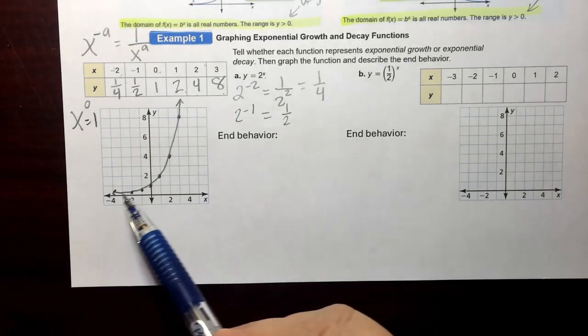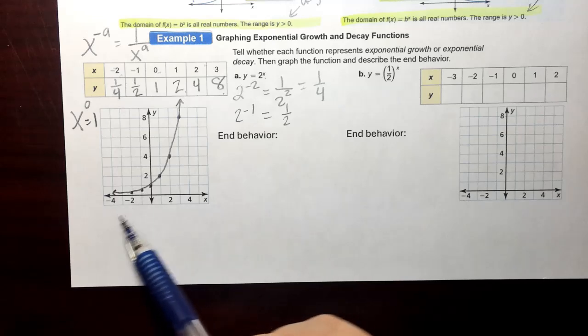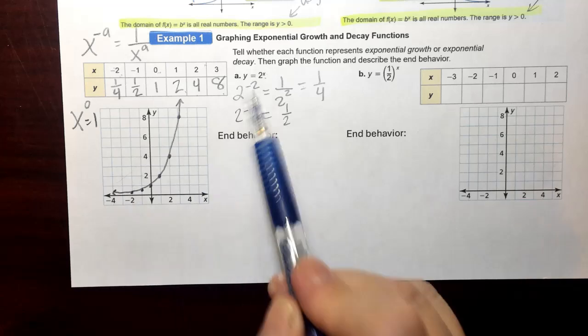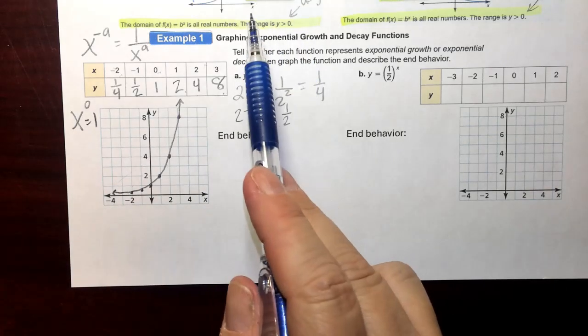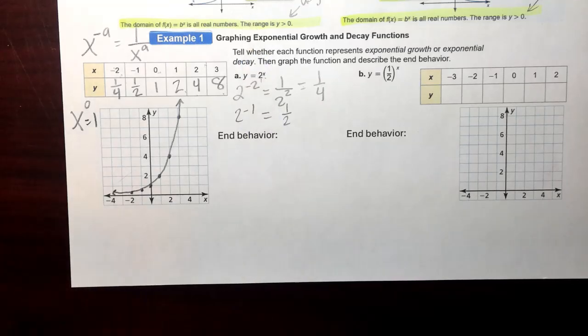All right, so you would notice that this was going to get closer and closer and closer to the x-axis. It is not going to cross it. So your end behavior, this is an exponential growth. Our value of b was greater than 1. So if you want to look back above for your end behavior, you can. I'm going to write it here for you.